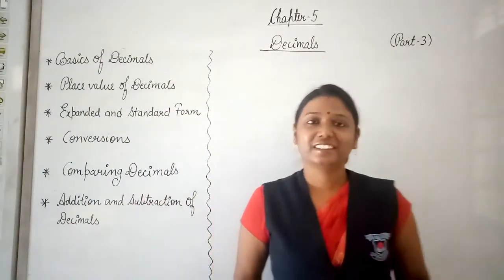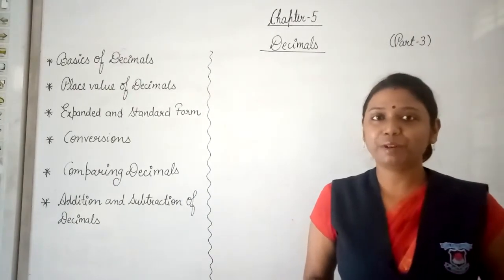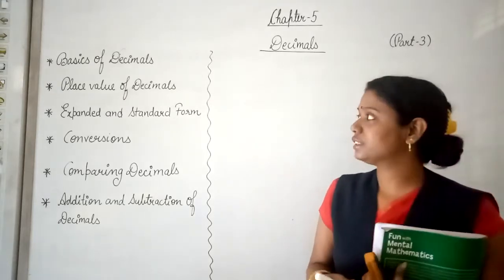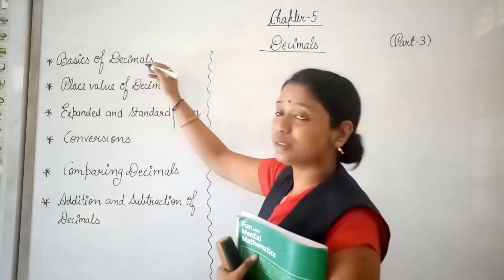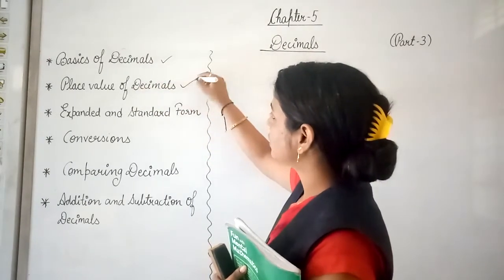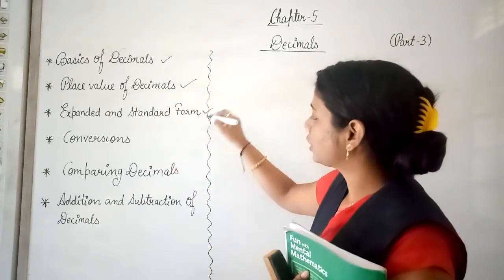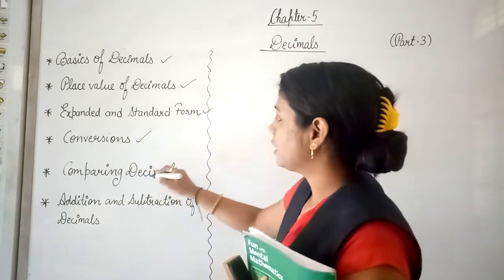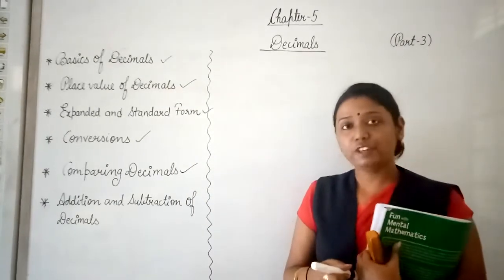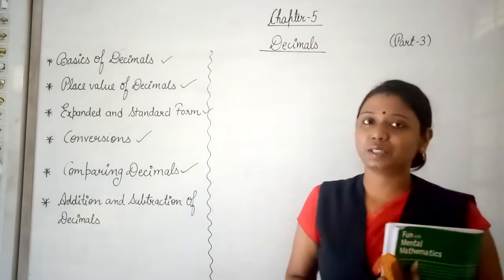Hello everyone. Today we will be discussing part 3 of chapter number 5, decimals. So far we have discussed these topics: basics of decimals, place value of decimals, expanded and standard form of decimals, conversions, comparing decimals. So in today's class we will be discussing addition and subtraction of decimals.